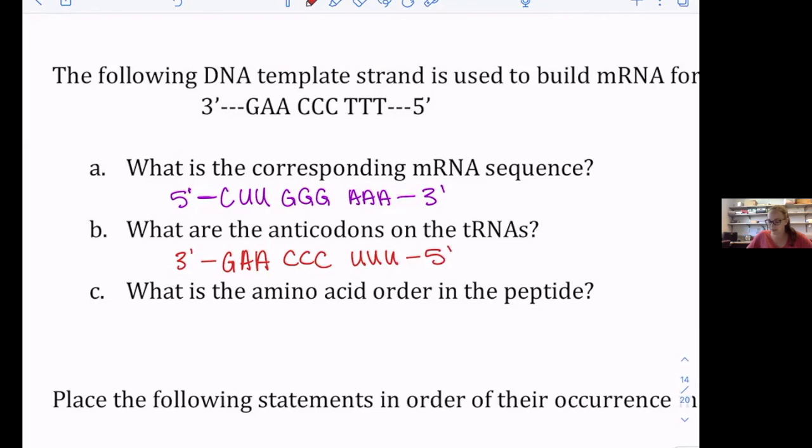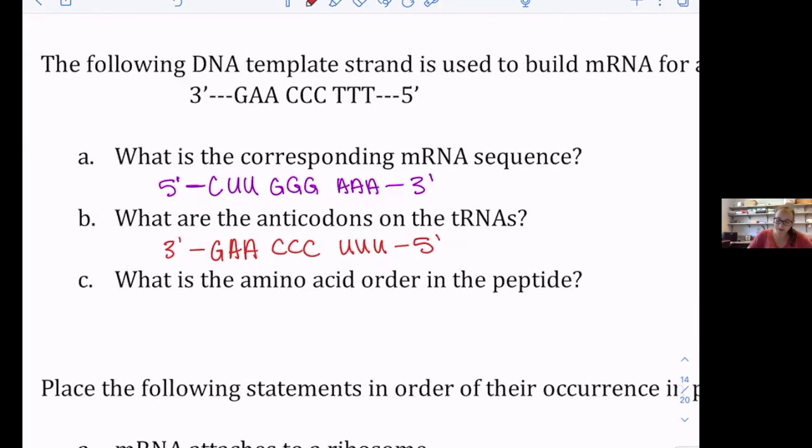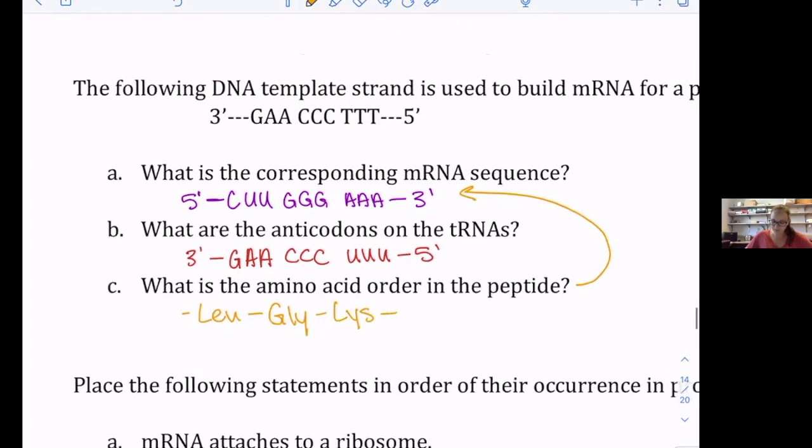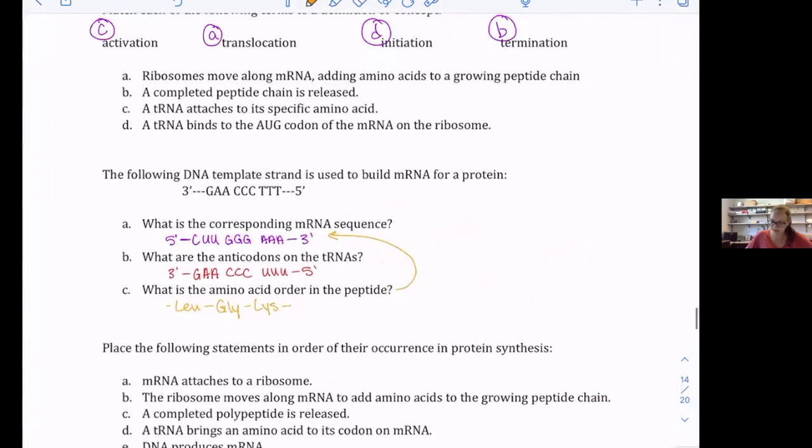And then what is the amino acid order for the peptide? So again, remember, we're going to look at our codons, not our anticodons up here. So let's go to our chart. CUU is leucine, LEU. GGG codes for glycine. And our last one is AAA, which codes for LYS, lysine. Okay, so that finishes up that question.